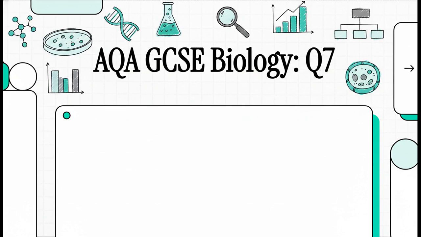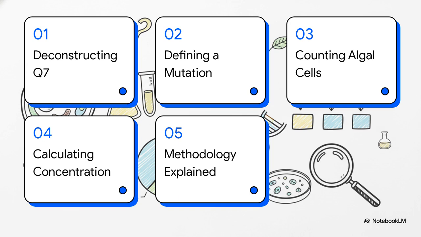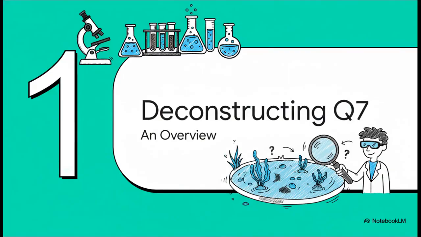Let's get into it. Okay, so here's our game plan. First, we'll set the scene for the whole investigation. Then, we'll nail down a really key definition, get our hands dirty with some actual cell counting, and then, brace yourselves, we'll crunch the numbers. And to wrap it all up, we're going to put on our scientist hats and critique the method itself. Ready? Let's go.